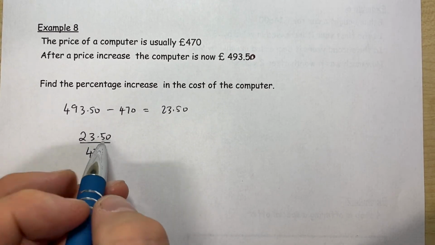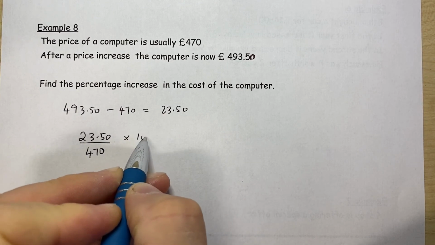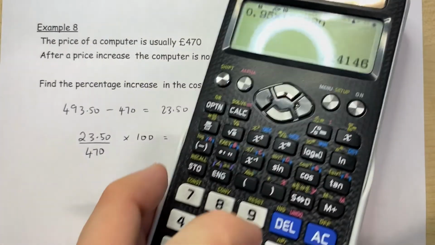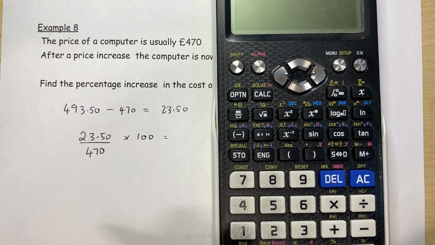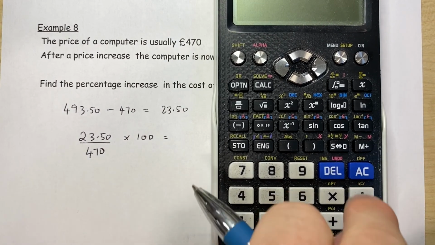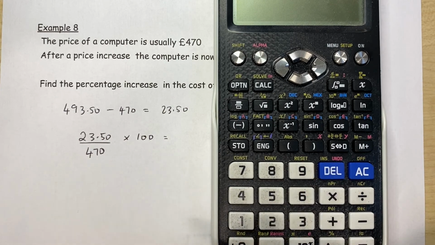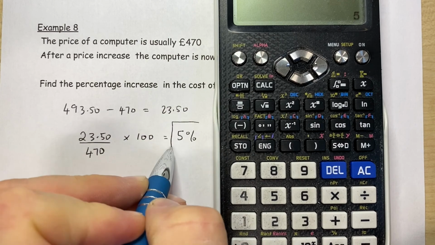Now that's not technically speaking a fraction because we've got a decimal in there. However, it's a stepping stone because I want the percentage, so I'm going to times that answer by 100 anyway. So in the calculator, we'll type this in, £23.50, divided by the 470, and then times that by the 100. And the calculator tells me that it's gone up by 5%.